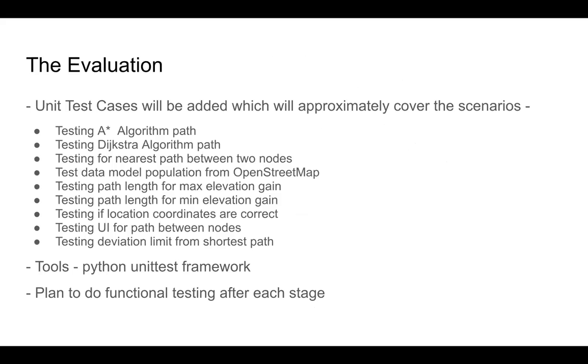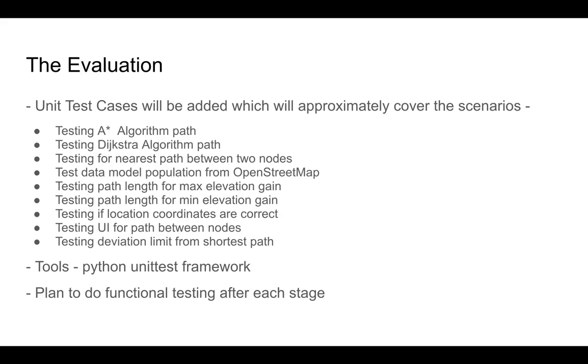I'm now going to discuss the evaluation plan which we already have in mind. Keeping the code flow in mind, we have already thought of various scenarios for which we are going to create unit tests. As already mentioned in the slide given here, we are going to test if we are getting the shortest path accurately during the A-star algorithm as well as Dijkstra's algorithm. Then we are going to check for the nearest path between two nodes A and B. Then we are going to check the path length in the case of max elevation gain, and then the path length in the case of min elevation gain.